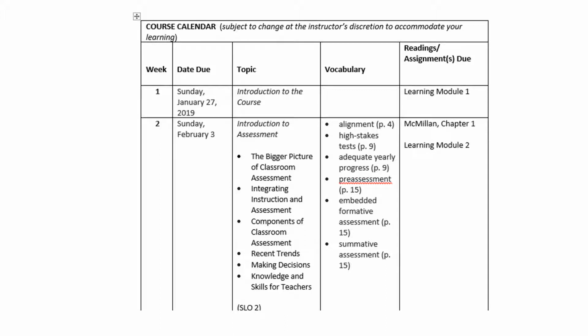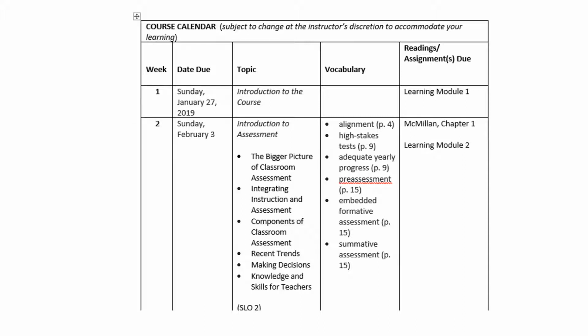Let's take a look at the course calendar. The course calendar tells you each week what you should be doing. So for example, we're in week 1. The module that we're working on, Learning Module 1, is due Sunday, January 27th. It's the introduction to the course. Next week, we'll begin a new module, Learning Module 2. So by then, you should have your books and be reading Chapter 1 of Macmillan. And that is due on Sunday, February 3rd. We'll be talking about Introduction to Assessment.